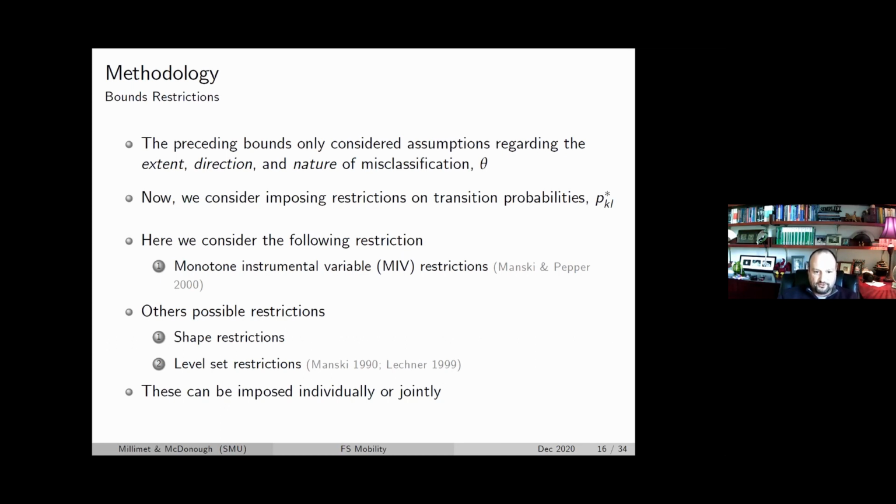The level set restrictions are restrictions that the transition probabilities might be constant across observations based on some covariate. So we can split the sample. We don't want to do this, but you might split the sample by race, let's say, and be willing to assume that the transition probabilities are equal across race. Then you can tighten the bounds by looking at the intersection across the different groups.